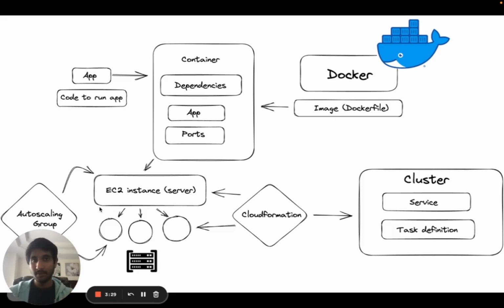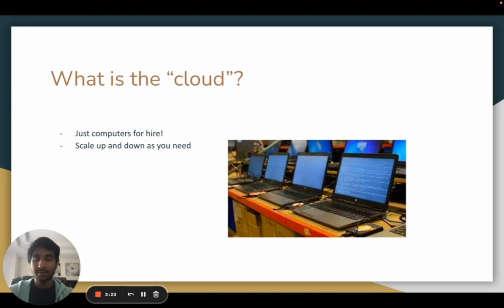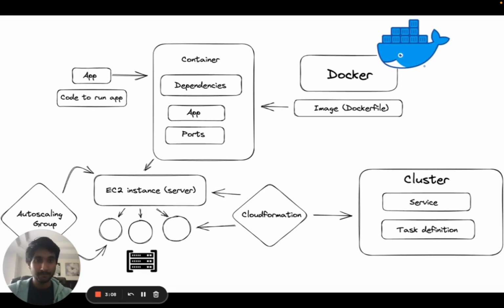Now, this server is running on the cloud. Now, what does the cloud actually even mean? Well, the cloud is basically just computers that you get for hire, right? You scale them up and down as you need, and they're always available because there's one central place, such as Amazon or Google, who runs all these computers all the time, and therefore they're always up and ready for you to use them.